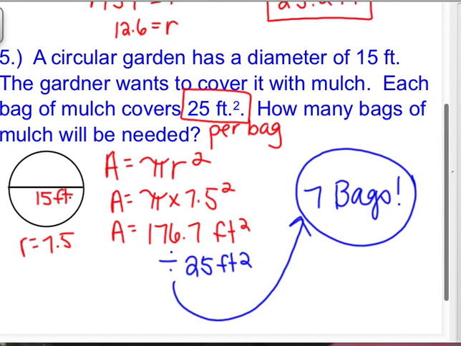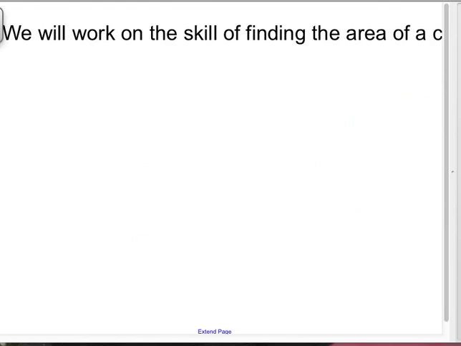All right, so of course, as usual, we will continue to work on this skill of finding the area of circles the next few days of class.